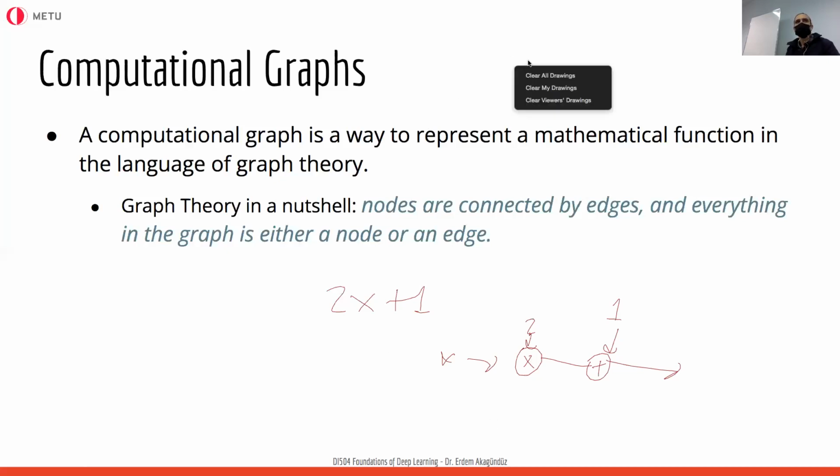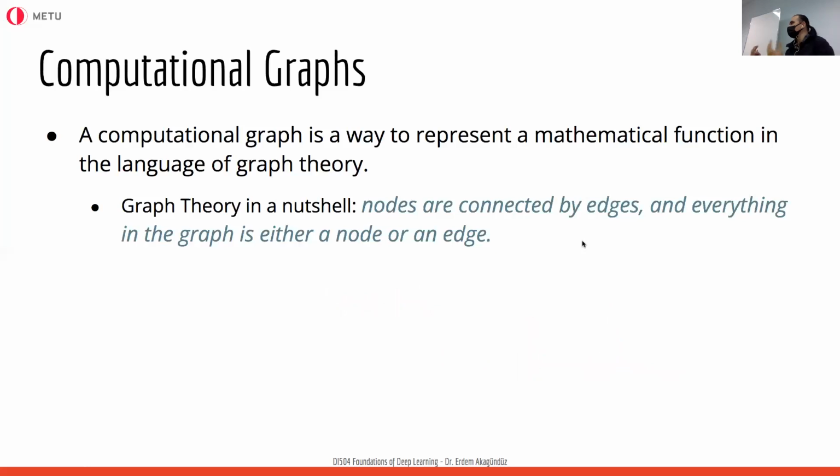I guess there are no questions. I mean, this is a graphical way of representing a function. Why do I need that? Because this is the only way to understand backpropagation, the implementation of gradient descent to neural networks. So graph theory, if you have never heard about it, I'm sure you did, in a nutshell, is nodes connected by edges, and everything in the graph is either a node or an edge. And in the example I've given, the nodes were the operations and the edges were the values that are being propagated.